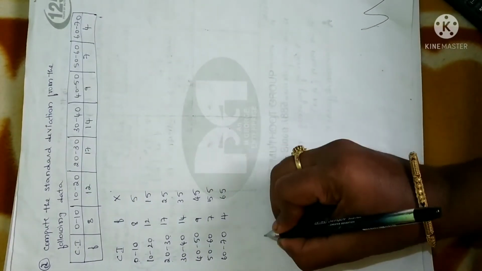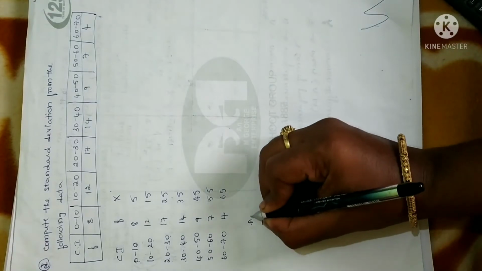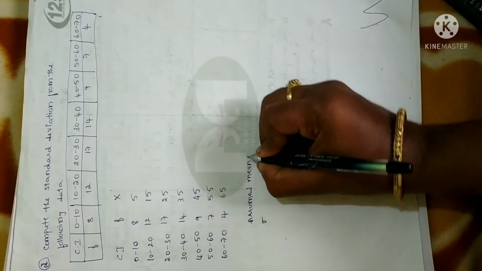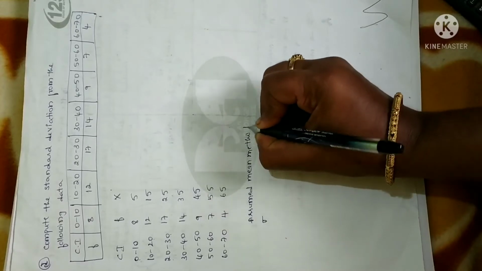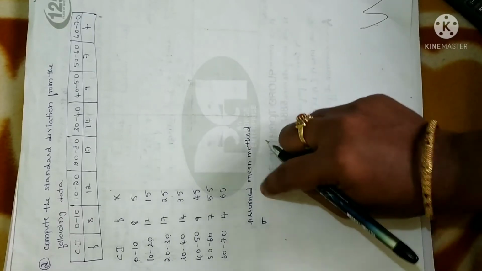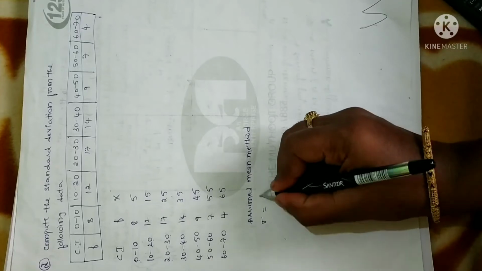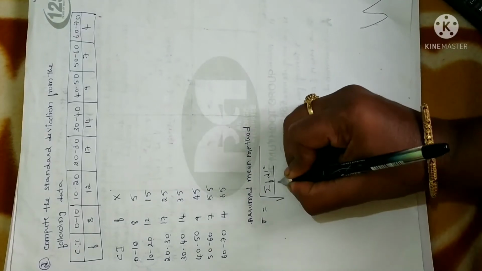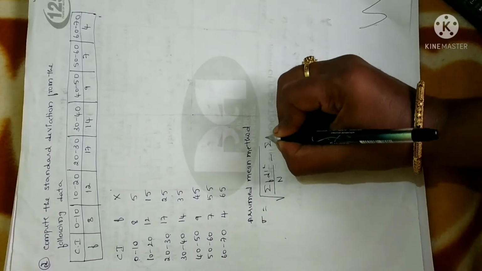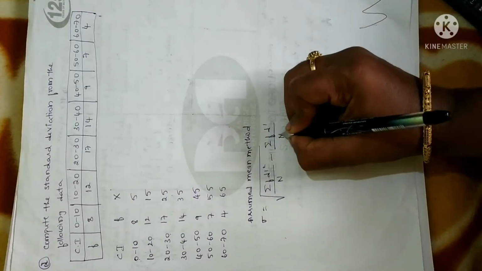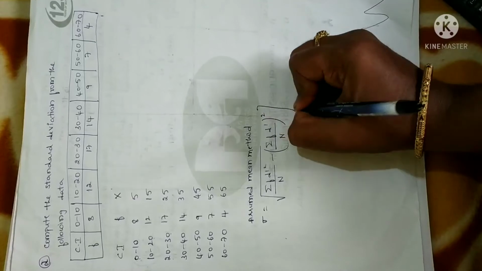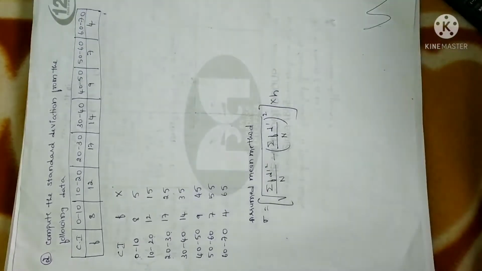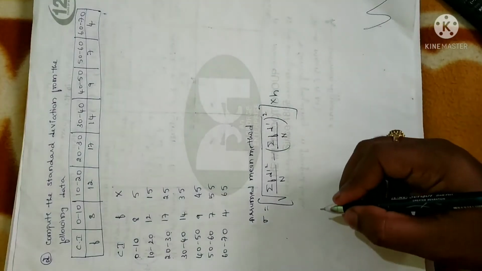Next, write down the formula. I'll use the assumed mean method so that it will be very easy. So what is the formula? In the exam also, if the method is not mentioned, please go through the assumed mean method so that you will get an accurate solution. It is the square root of sigma f d dash square divided by n minus the whole square of sigma f into d dash divided by n, into h. Now, as per the requirement, you keep on filling.